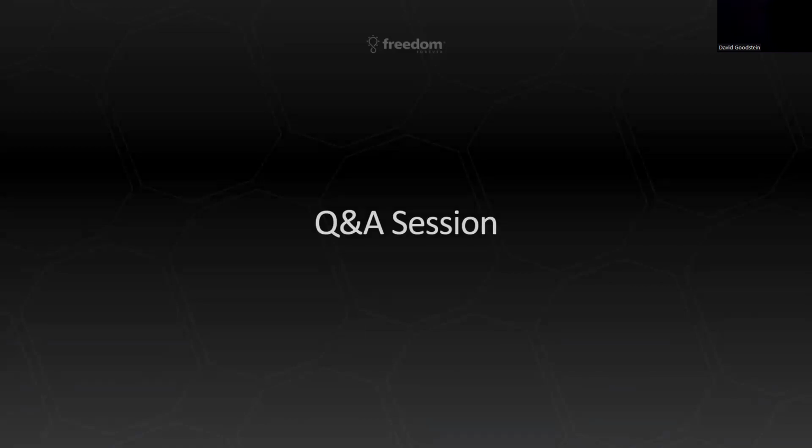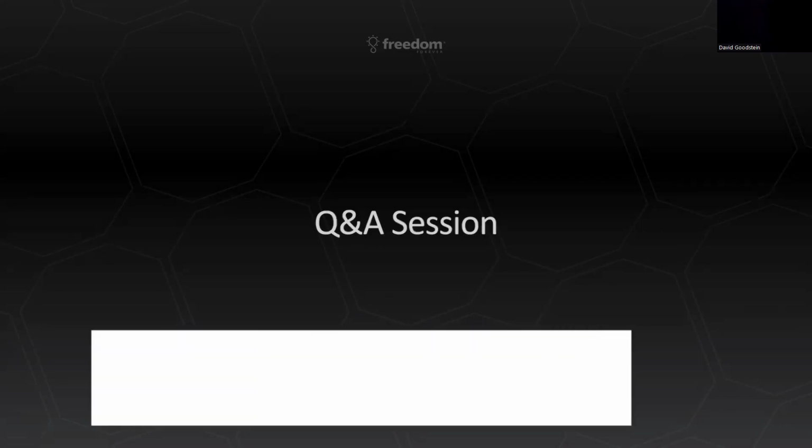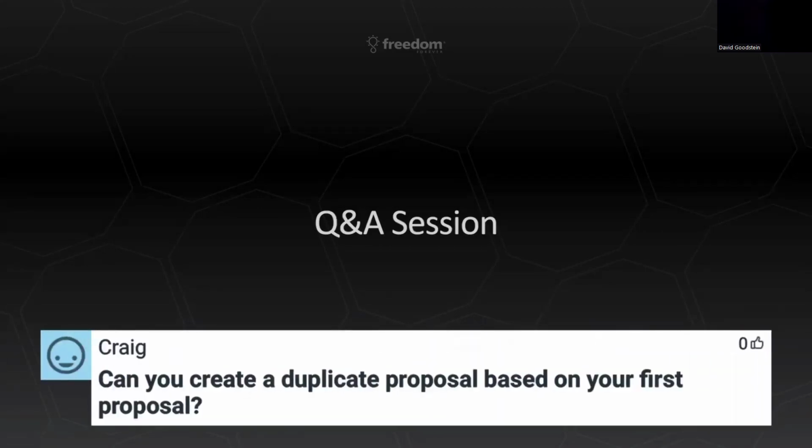All right, our Q&A is officially live. We haven't received any questions yet, so if you do have any questions specifically about the Sunrun 1 process, please submit those now. Our first question that we do have is from Craig, and it is, can you create a duplicate proposal based on your first proposal? Mike, you can do that right from the offer manager, right?